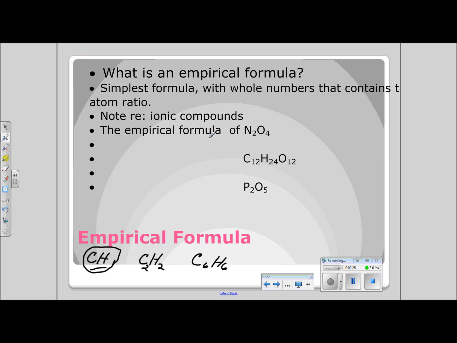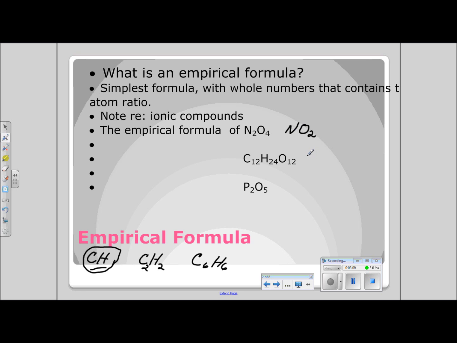But going back to empirical formula, this formula is N2O4. Therefore, think about this, pause. What is the empirical formula of this formula? Pause. Write it down. Now, the empirical formula of this compound is NO2. Still have the same ratio, 1-to-2 is the ratio here, 2-to-4 is the same as 1-to-2 ratio.